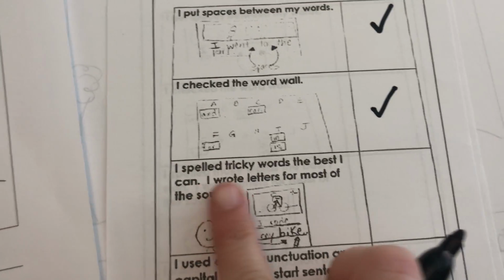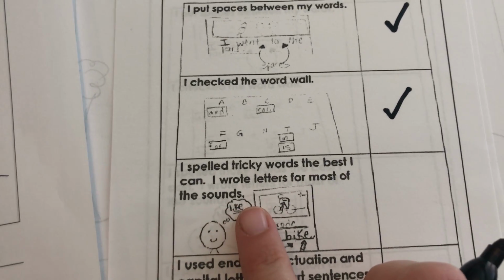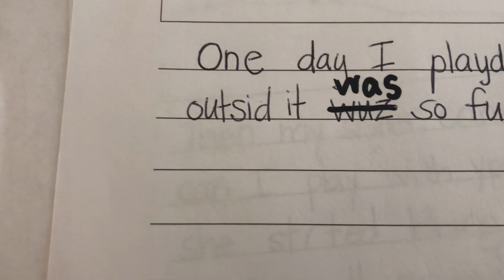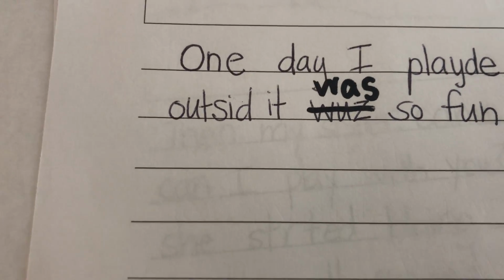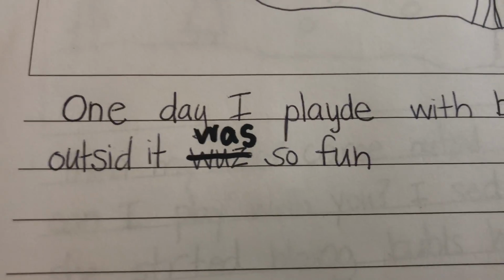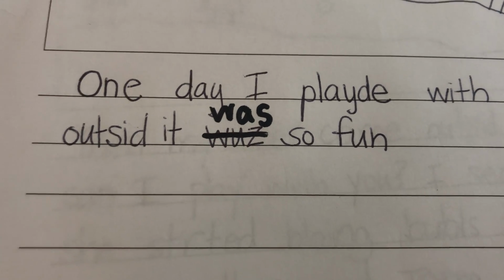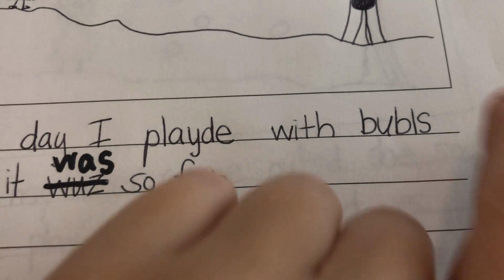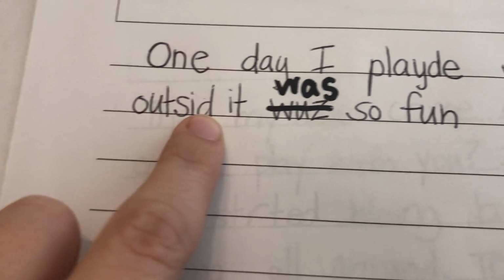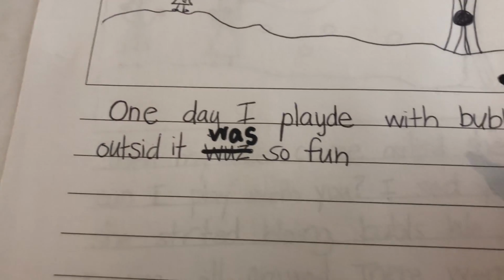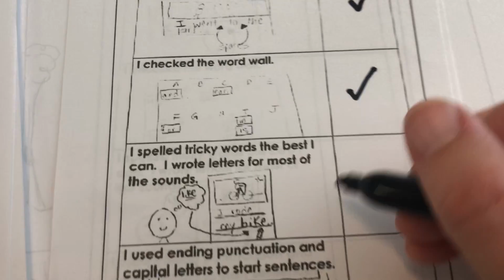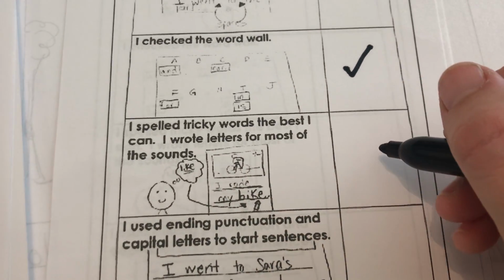Okay, this one says, I spelled tricky words the best I can. I wrote letters for most of the sounds. So, it does look like Anna worked hard to spell some tricky words like bubbles and outside. I can read it pretty well. Bubbles, outside. So even if it's not perfect, I can read it. I'm the reader and I can read her writing. So I'm going to go ahead and check off the one that says, I spelled tricky words the best I can.